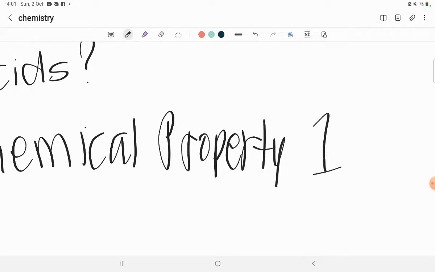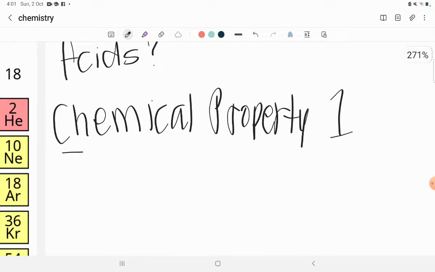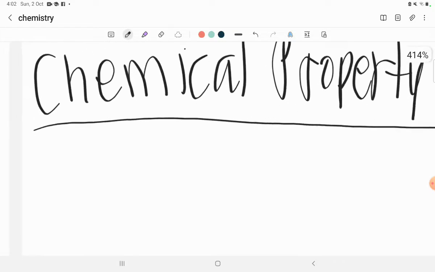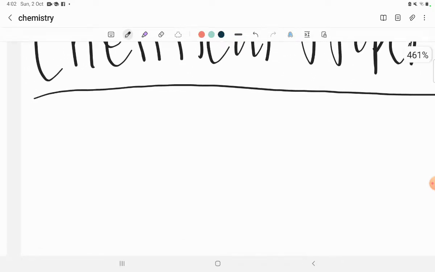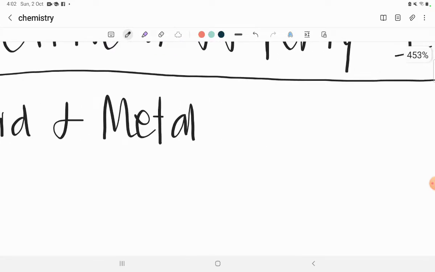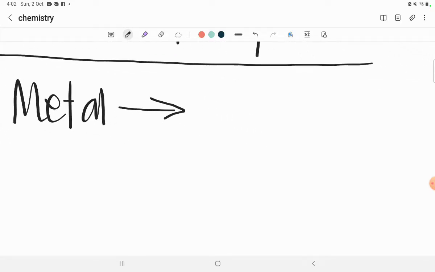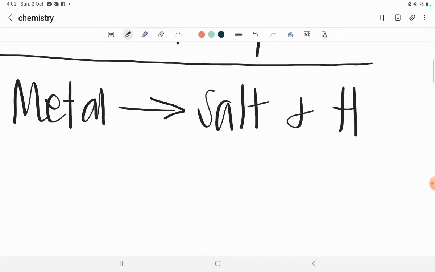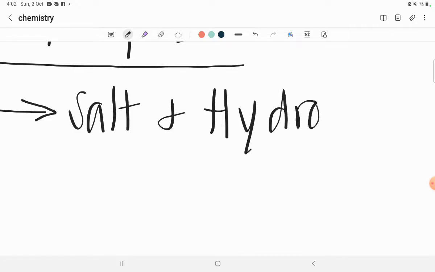Chemical property number 1 would be between an acid and a metal. An acid and a metal would react together to form salt and hydrogen.